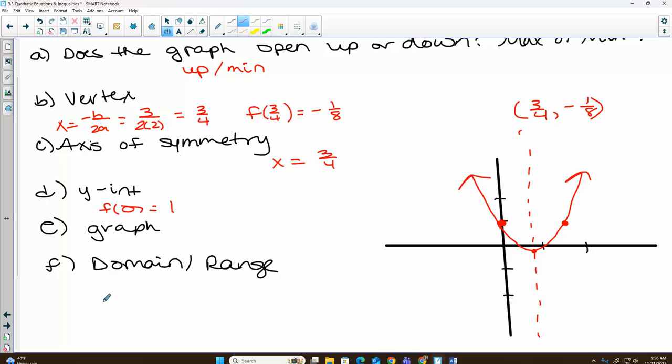What's the domain? And your range? Good. And the -1/8 gets a bracket because it is equal to.